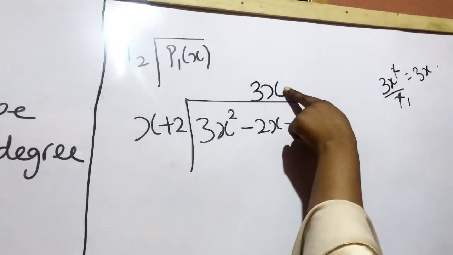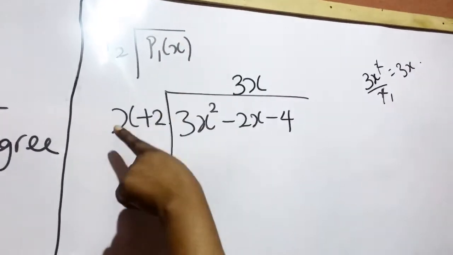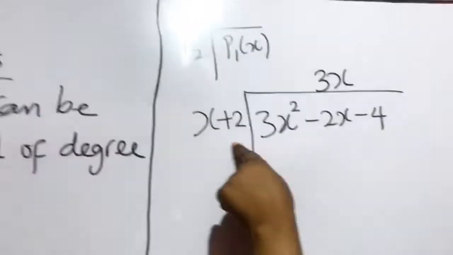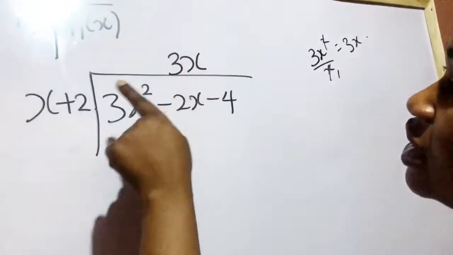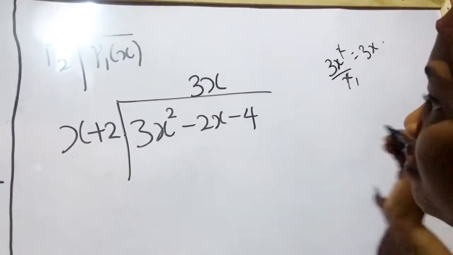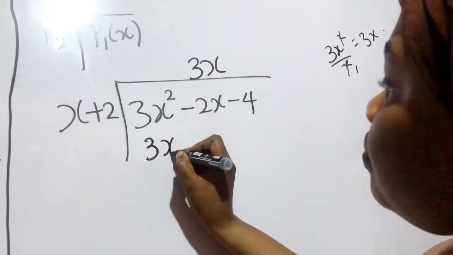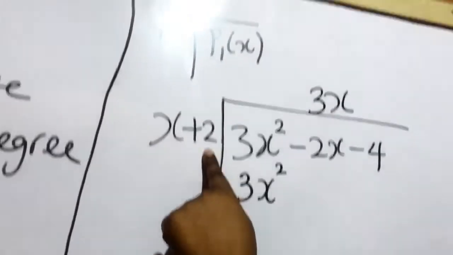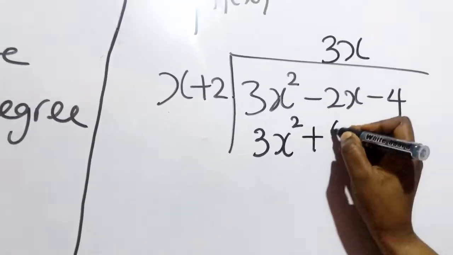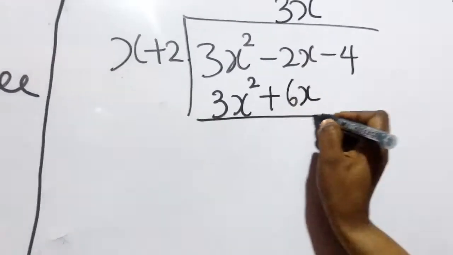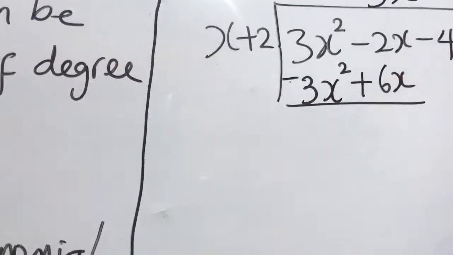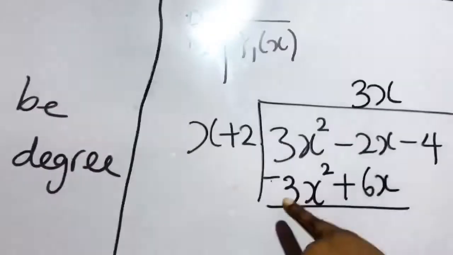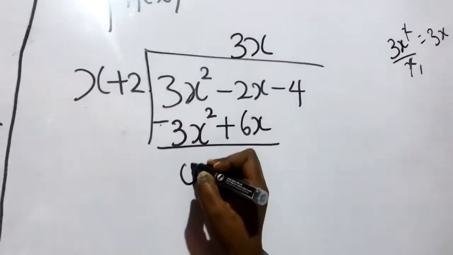So you use the quotient to multiply the divisor now. You use it to multiply all the values in the divisor. So 3x multiplied by x gives 3x squared. 3x multiplied by plus 2 gives plus 6x. Then you are going to subtract. So here 3x squared minus 3x squared gives 0.